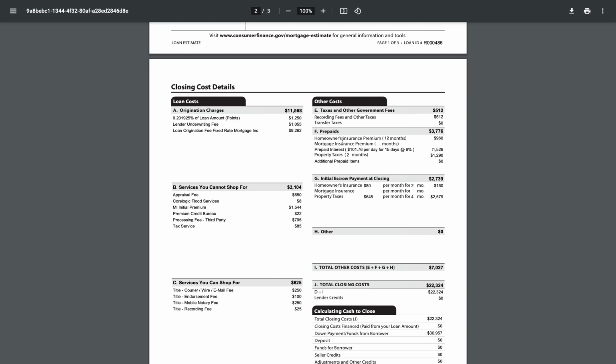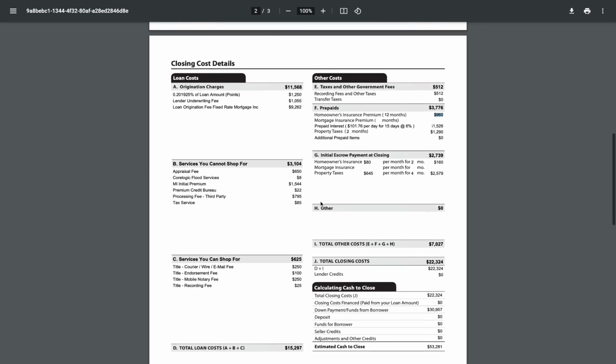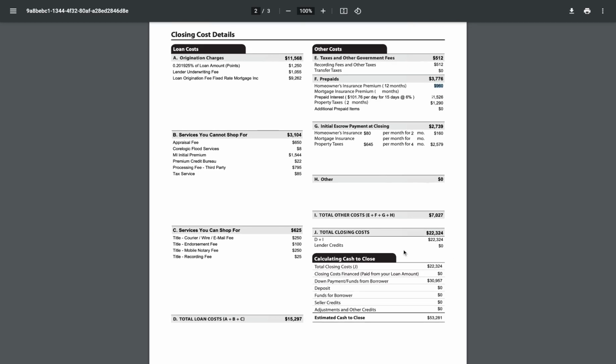Except for the prepaids, like homeowners insurance, you're always going to be required on a purchase to get homeowners insurance. So that's why it's got 12 months right over here and $960. Down over here, this is on the G part. That's more for the impounds, right? So when you add up A, B, C, E, F, G, and anything that's under other, any types of credits, that's your total closing cost for that transaction here.